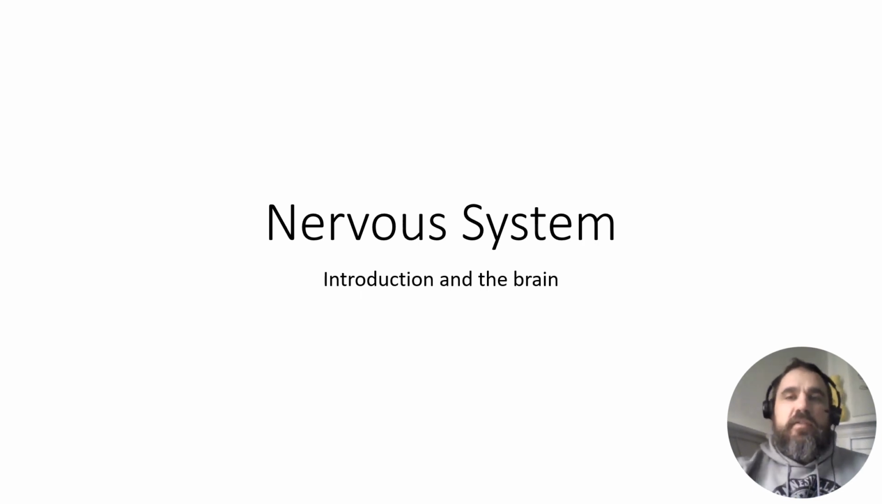All right, this is a review over the first portion of the nervous system, including the introduction lecture talking about neurons and synapses, as well as the cerebral cortex and some subcortical areas of the brain.